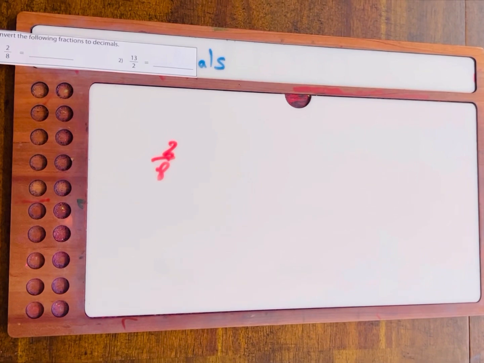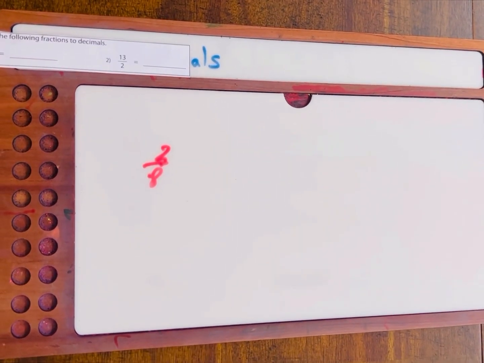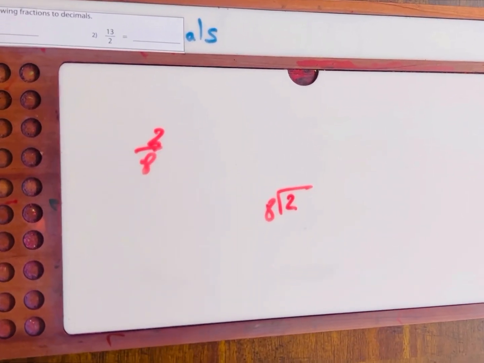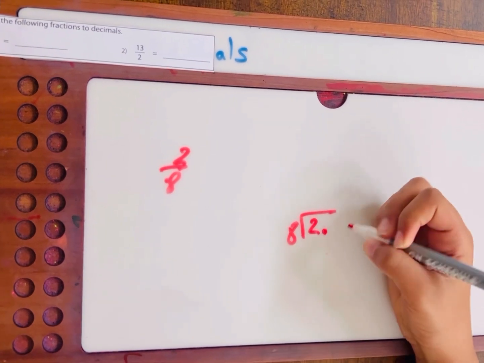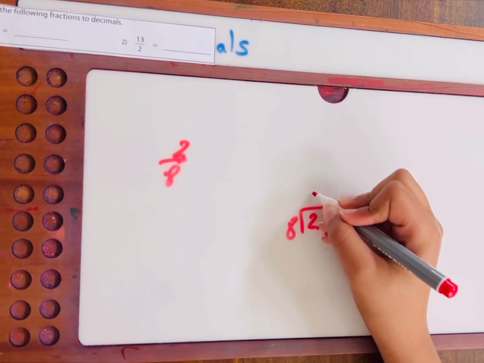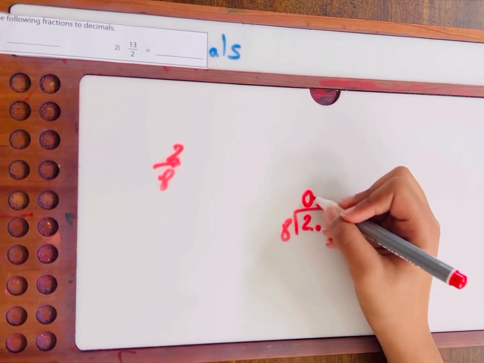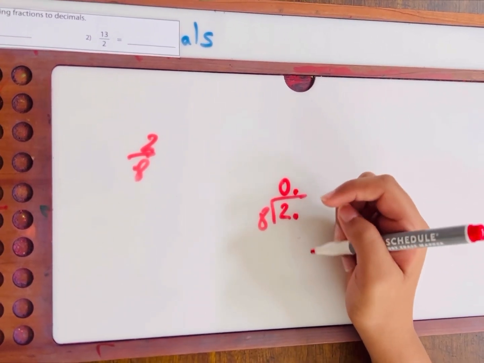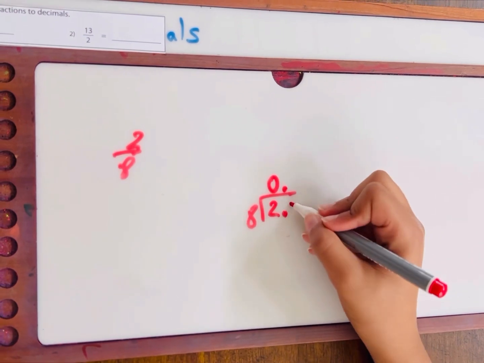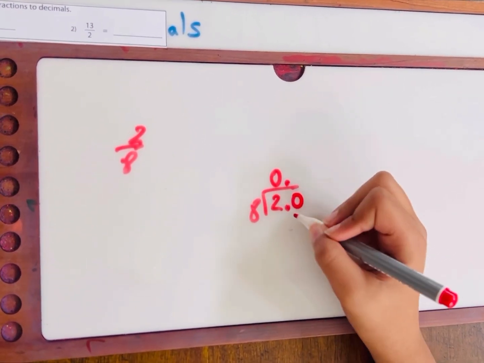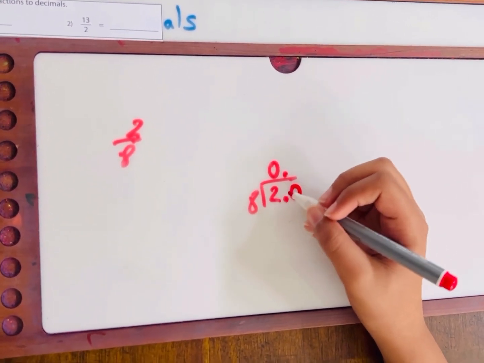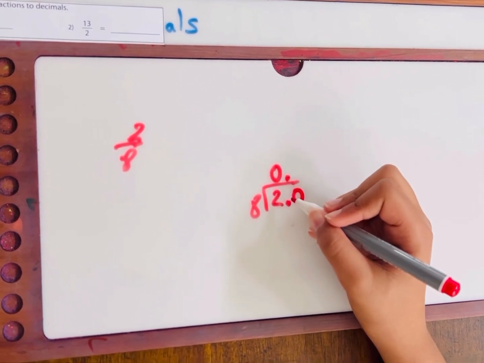Let's convert 2 by 8 into a decimal form. So 8 cannot be divided by 2, so we're going to be putting a point here. And we're going to be filling the whole number part with 0. This point is called the decimal point. Now, if we put 0 here, it really does not change the value of 2. It's still 2 because we added the decimal point.